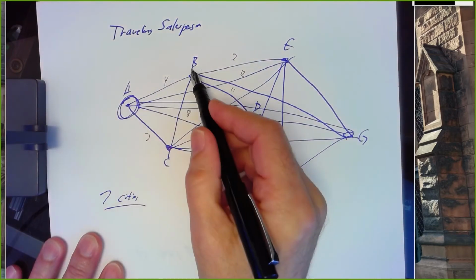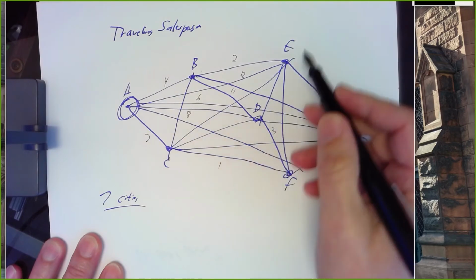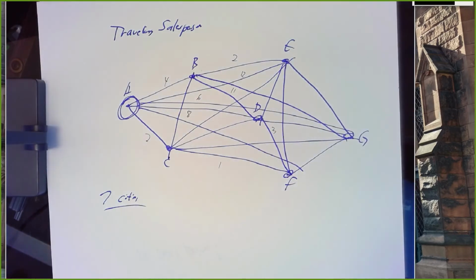But from A, instead of going to B initially, I could go to C. And from C, I could go back to A or B or D, E, F, G, and so on. So enumerating all the possible paths you can take is pretty trivial. You could do it with a bunch of nested for loops. You could do it with recursion.